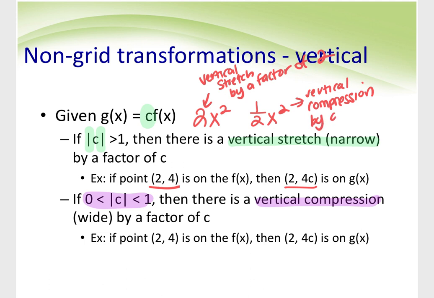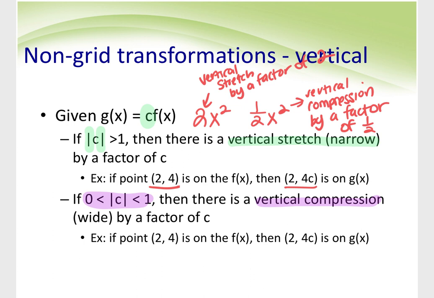By a factor of 1/2. You would still multiply it times the y, but instead of making that value bigger, it's going to cut it in half in this case, or make it smaller. If you still plug in points, will it show the vertical compression? Yeah. So if you were to plug in a point on there, it would automatically give you that stretch or shrink.